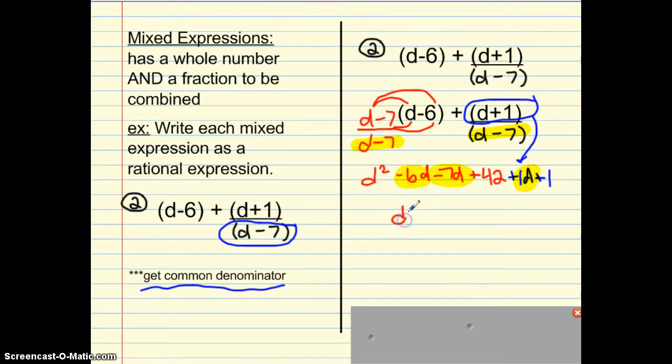We'll have a d squared. Negative 6 and negative 7 is negative 13. Plus 1 is negative 12. And our 42 and our 1 combine to make plus 43. And all of that goes over d minus 7 because that was our common denominator.